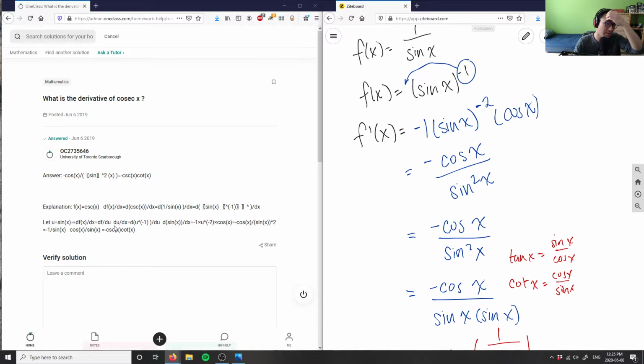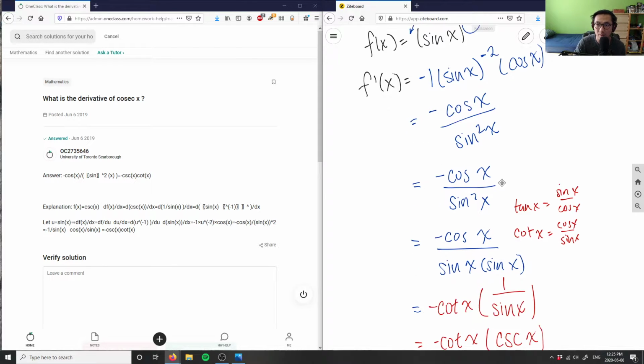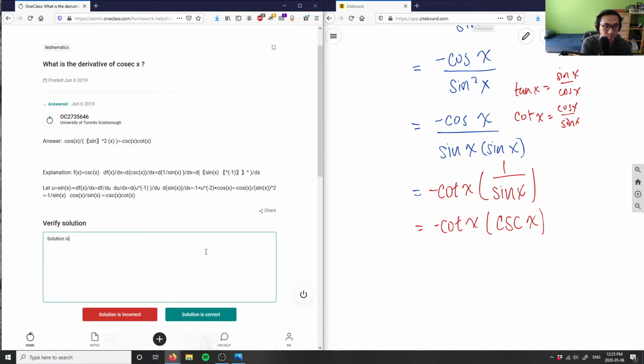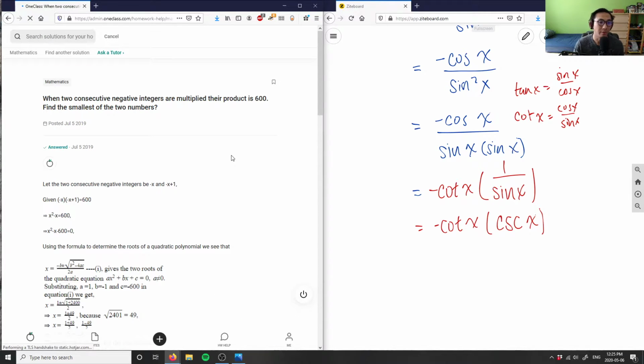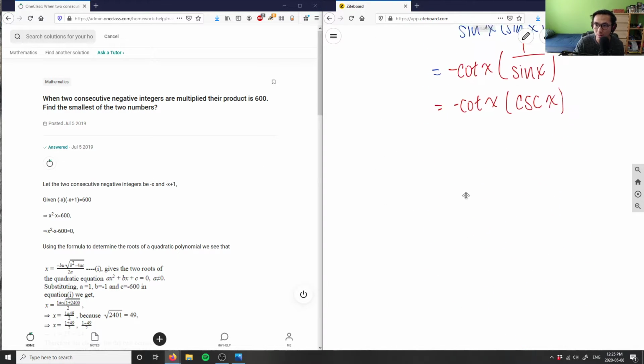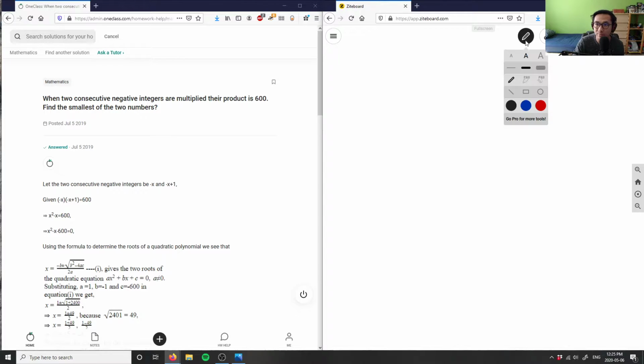So this solution is correct. They analyzed it pretty well with the u substitution. I didn't do a u substitution personally, but this works as well. So I'm going to say the solution here is correct. Good analysis. So basically, it's simply a chain rule within a derivative of a trigonometric function. So very, very easy. Let's do number 5.